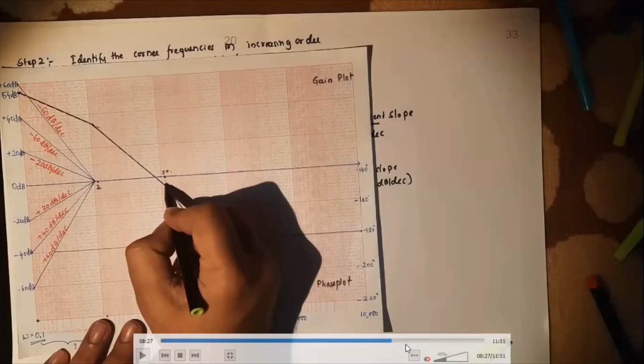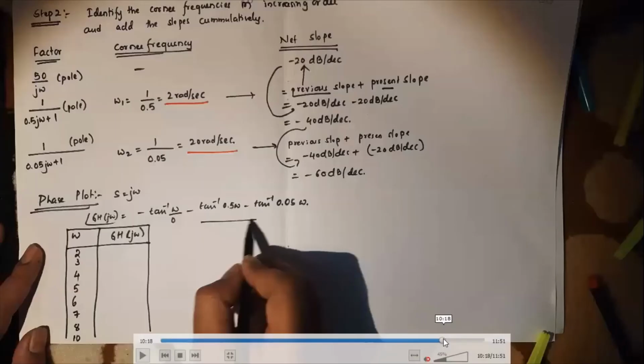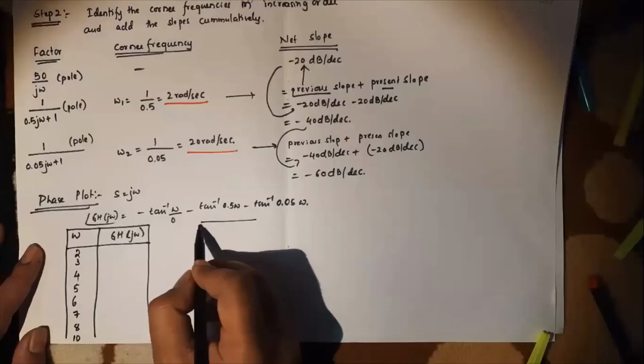I think I have shared it in the notes. You can observe it carefully. So that is 0 dB per decade. That's how you have to go on adding. There is nothing called random here.